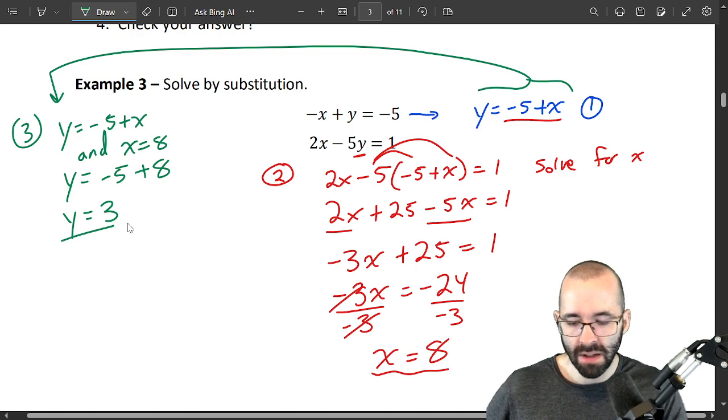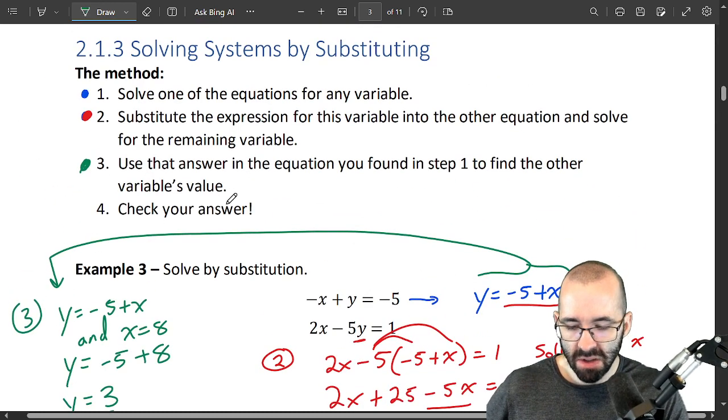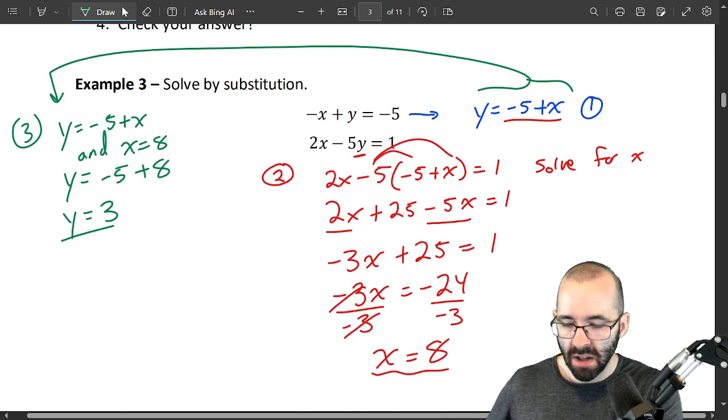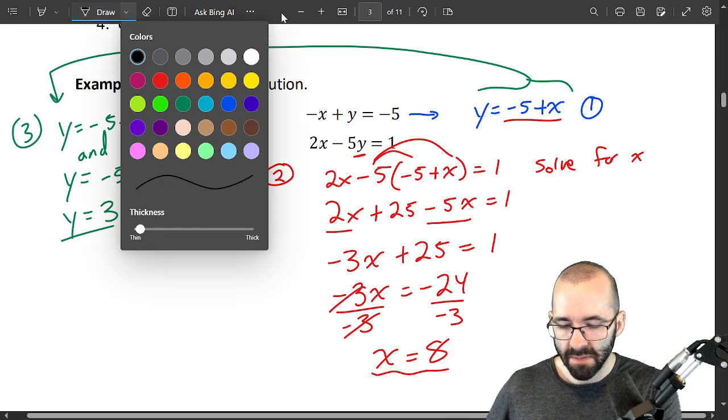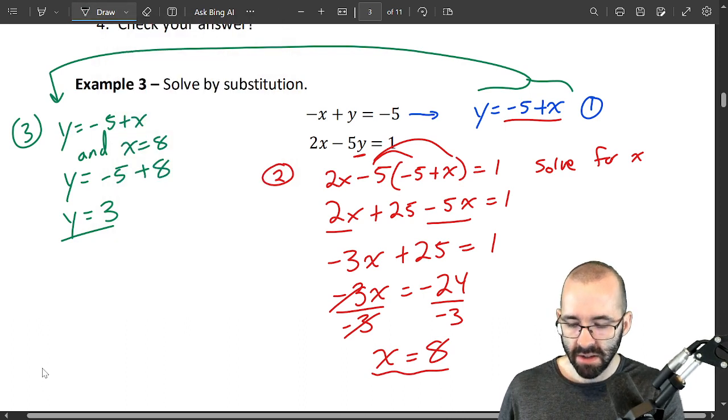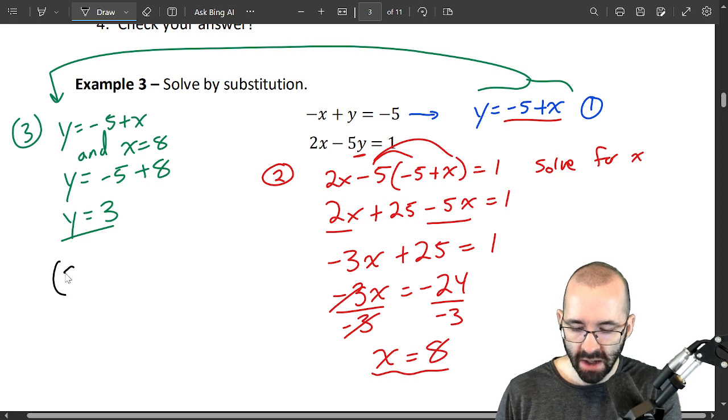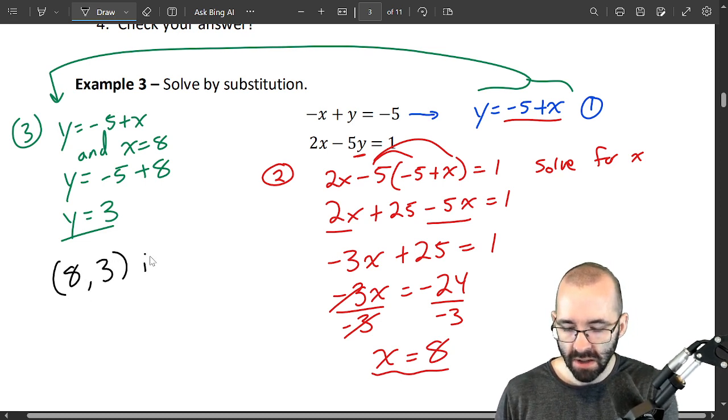Great, that's step 3. Step 4 is to check our answer. So let's write our answer. So our answer, our solution, is the point x, which is 8, y, which is 3. That's our solution.